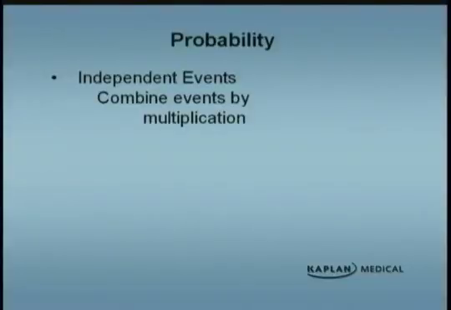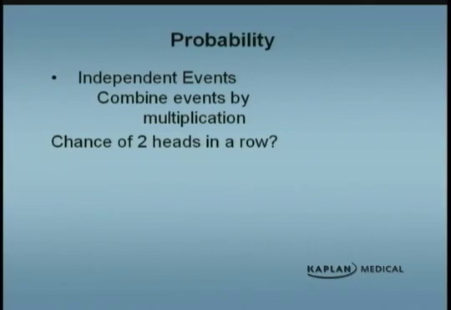So, you know the chance of getting a head on a single coin flip is 50%. But what's the chance of getting 2 heads in a row? If I flip the coin twice, what's your chance of getting a head and then another head? The answer here is, again, multiplication. It's 50% times 50%, or 25%.